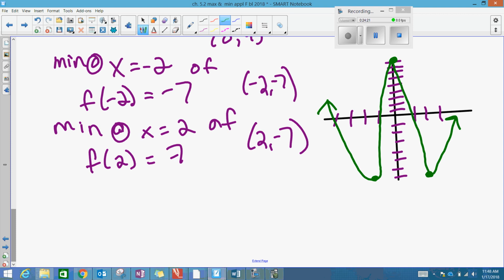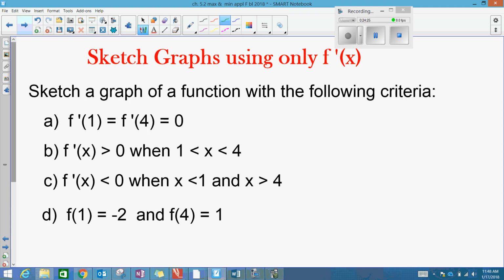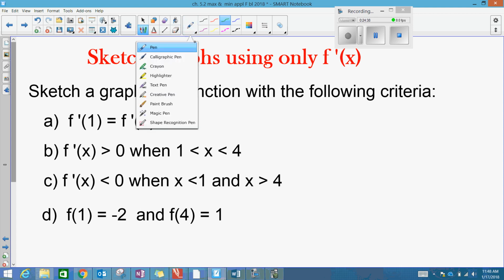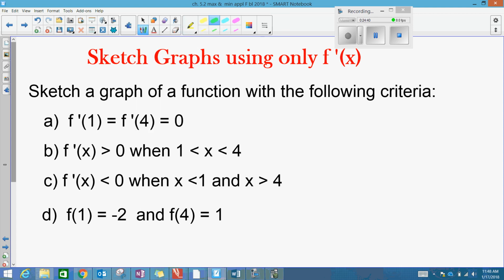Now, the next thing we're going to look at is very similar, and I think it's easier, but some students might find it confusing. We're going to do the same thing and sketch a graph, but we're not going to have an equation to go off of. We are just given the information that you would find if you had an equation. For instance, whatever our equation is, we don't know what it is, but we're told that the derivative at 1 and at 4 is equal to 0.